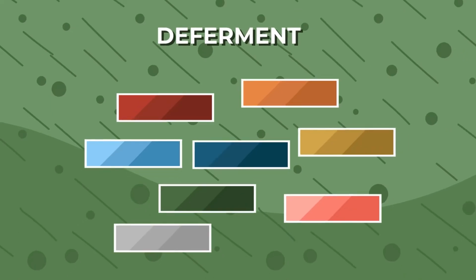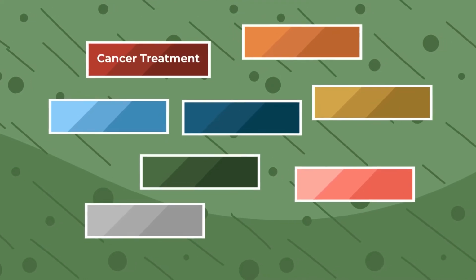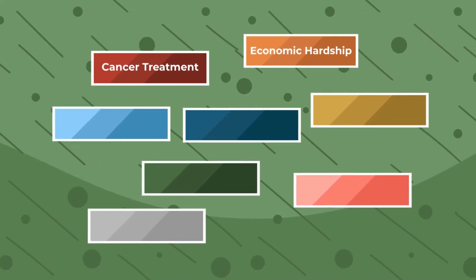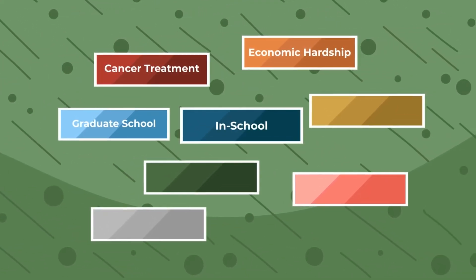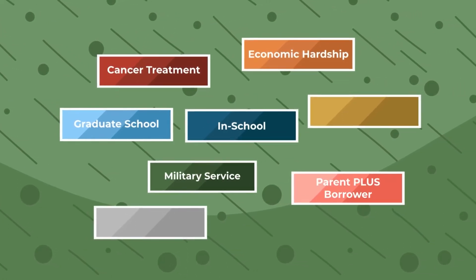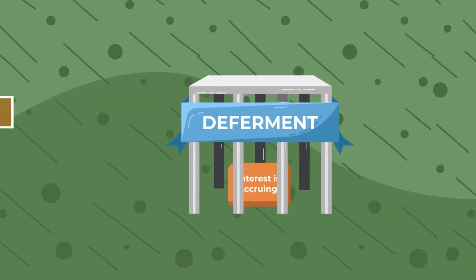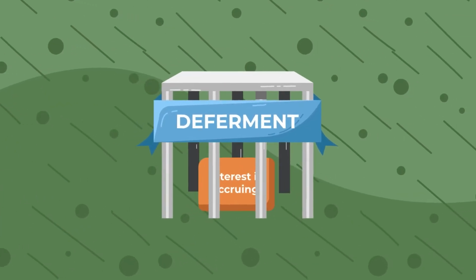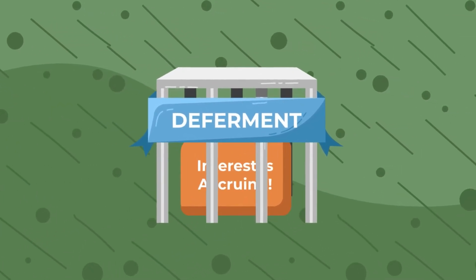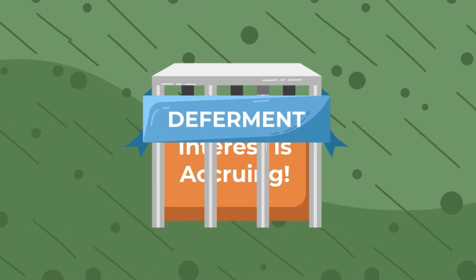But the general categories of deferment are cancer treatment, economic hardship, graduate school, in-school, military service, parent plus borrower, rehabilitation training, and unemployment. It's important to be aware that interest may continue to build up while your loan is in deferment, depending on the type of federal loan you have.